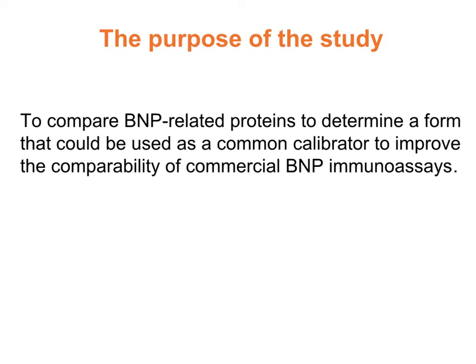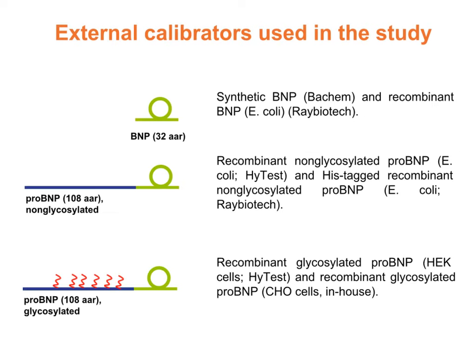The purpose of the present study was to compare several BNP-related proteins to determine a form that could be used as a common calibrator to improve the comparability of commercial BNP immunoassays. In our study, we tested 6 different external calibrators: 2 forms of BNP, synthetic and recombinant, produced in E. coli; 2 forms of recombinant non-glycosylated proBNP, produced in E. coli; and 2 forms of recombinant glycosylated proBNP, produced in mammalian cells, in HEK cells and in CHO cells.